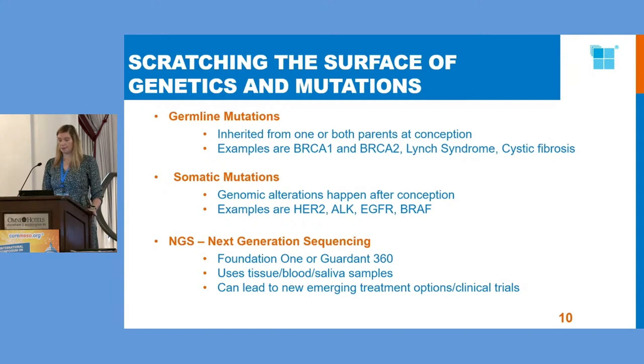Next-gen sequencing, or NGS, actually looks at these somatic mutations. I'm sure a lot of you guys have had Foundation 1 or Guardant 360 run on your tumors. This can be done in multiple ways. They're tissue, blood, and saliva. Tissue is actually looking at the cancer cells themselves. And then with blood and saliva, sometimes we can actually pick up the DNA of the cancer within your blood or saliva, and then we would be able to forego an invasive biopsy.